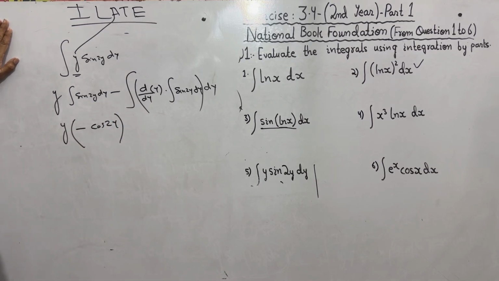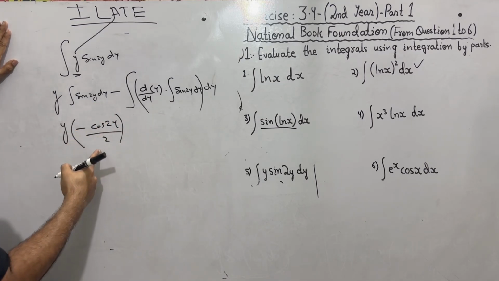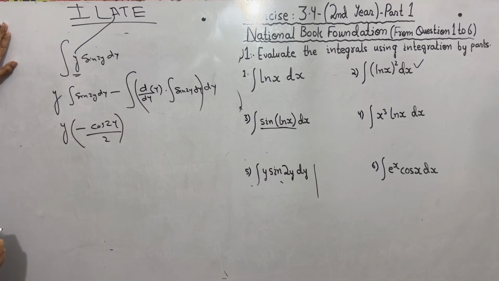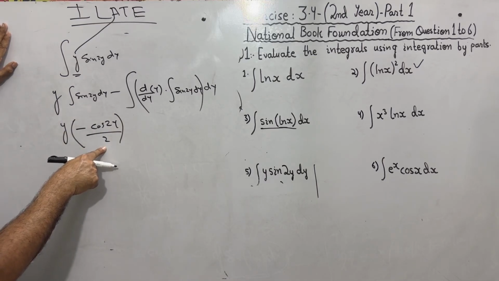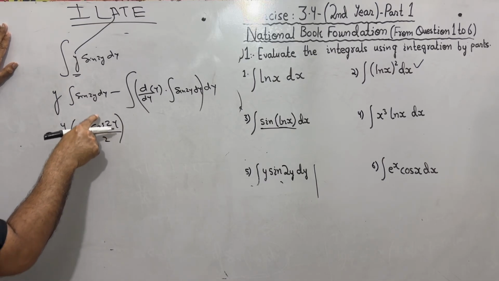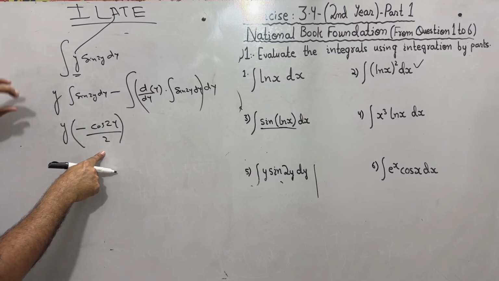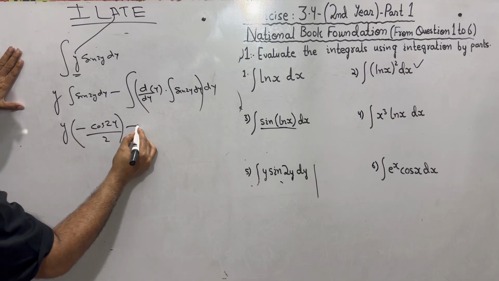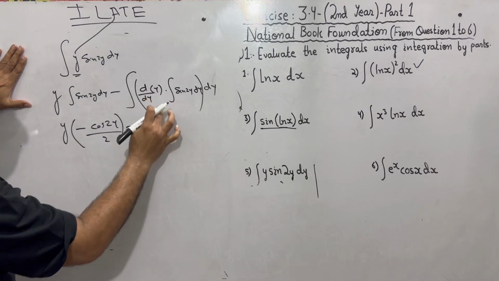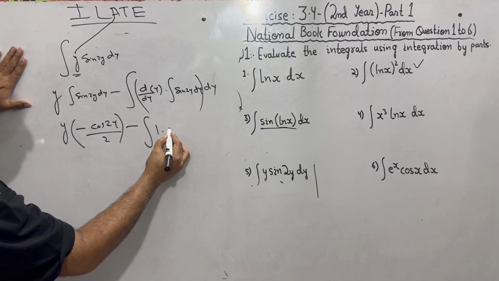The angle is a multiple of 2, so we divide by the same. For the integration of angle 2y, we have to divide by the argument's derivative. Whatever the multiple of the angle, we have to divide in case of integration. In case of differentiation, we have to multiply. Minus whole integral. Differentiation of y with respect to y, that is what?